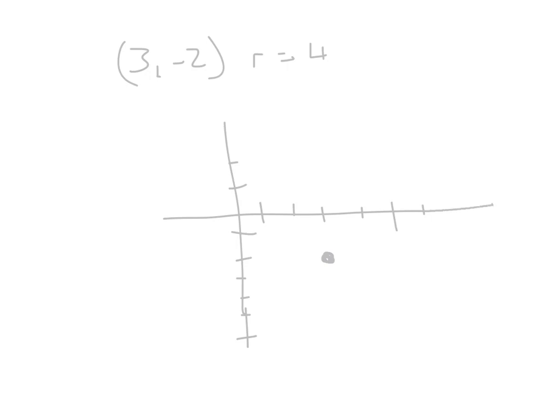So we need to go 4 to the left, 4 to the right, 4 up, and 4 down. So we are going to this point here and 4 across. 1, 2, 3, 4. So we're going to go over here, and we go 1, 2, 3, 4. We're going to go over here, and we're going to go down 4.